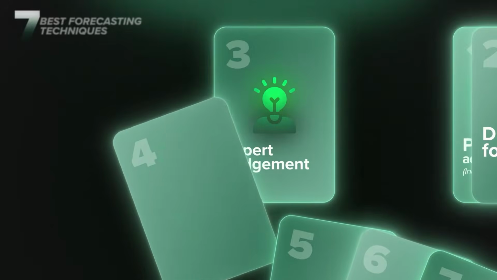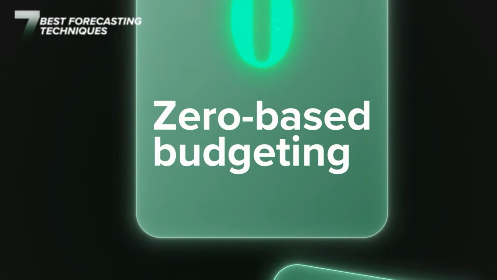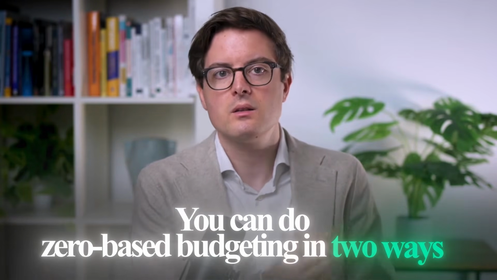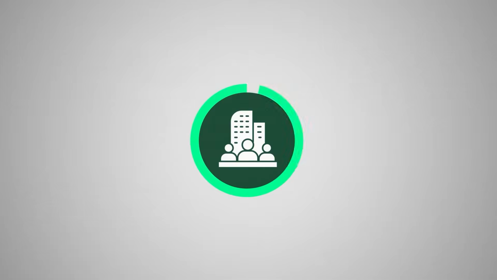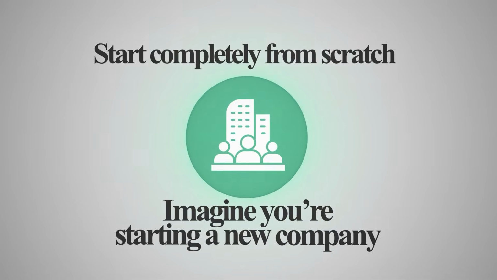The next forecasting technique on the list is zero-based budgeting. For this, you evaluate each expense line item or related groups and determine the ROI. You can do zero-based budgeting in two ways. You can either start completely from scratch and imagine like you're starting the company anew and think carefully which vendors and expense line items you want to include. This is the radical approach, and it does not work well if your business is bigger and more complex.